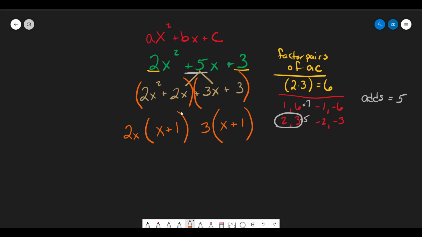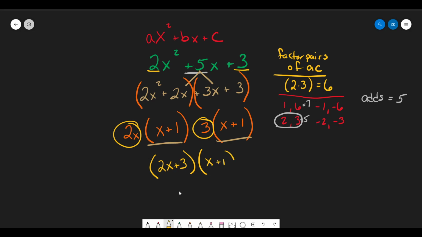And again, if we remember grouping, once we get to this point, we want to make sure that my two parentheses are identical. In this case, they are. So I take my two GCFs, the 2x and the 3, and those go in their own parenthesis. So it becomes 2x plus 3, because this is a positive 3. And in the other parenthesis, we use the twin of x plus 1.